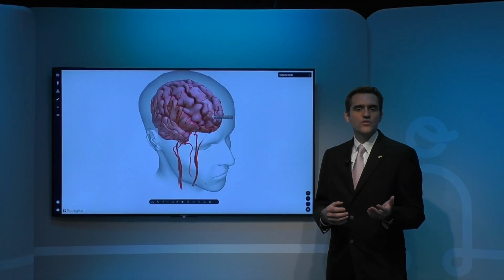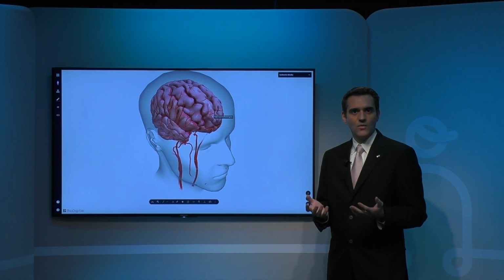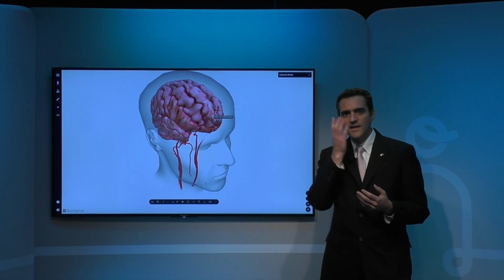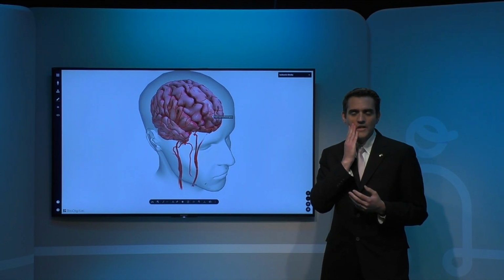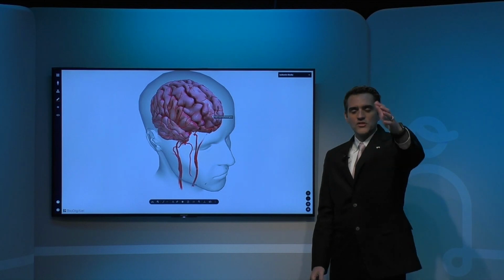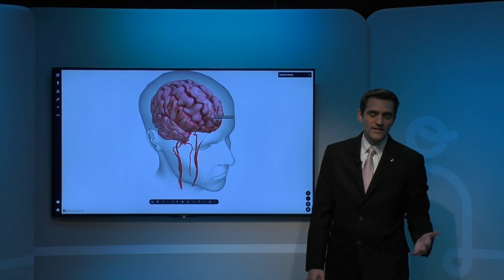And the other is we use an acronym called FAST, and that's an easy way of teaching how to recognize a stroke. F is for face, so the face can be droopy on one side, you might not be able to move it very well. A is for arm, so you can ask the person to raise the arm and you can see that there's weakness of an arm or a leg.